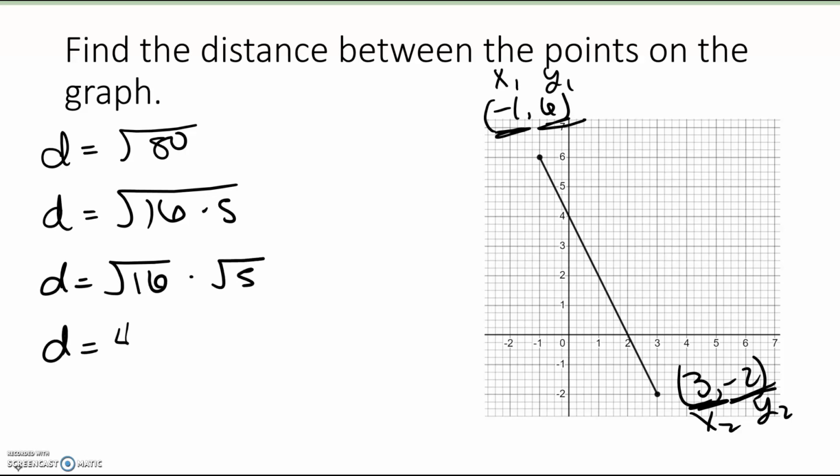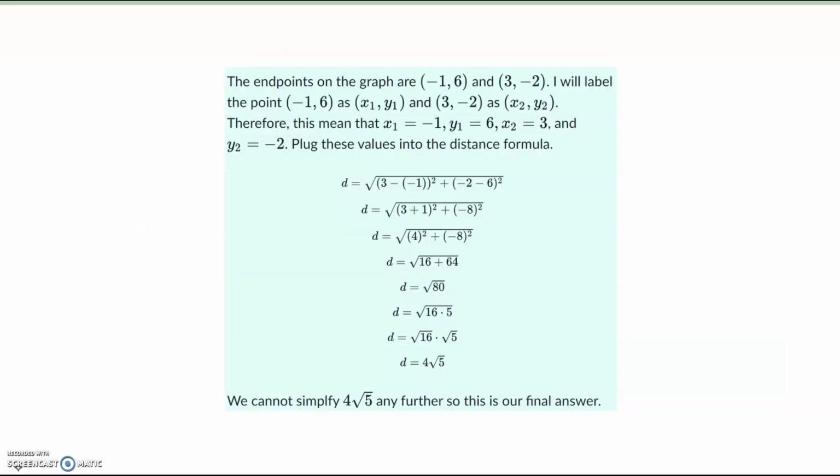Square root of 16 is 4, times the square root of 5. And that's going to be our answer. So the distance between this point here and this point here is 4 square root of 5. And here is the nice and neat version of the calculations right here. And there's your answer.